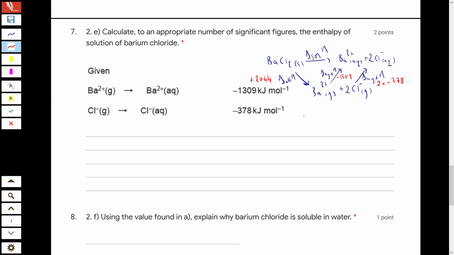And then you're finding an alternative route around this Hess cycle to get from the solid to the aqueous ions. Luckily, the arrows are all aligned in the correct way. So the working out is just plus 2044 plus minus 1309 plus 2 times minus 378. Again, I have to be a wee bit careful with the signs here. That should come out as a value of minus 21 kilojoules per mole. And that's the answer for that one.